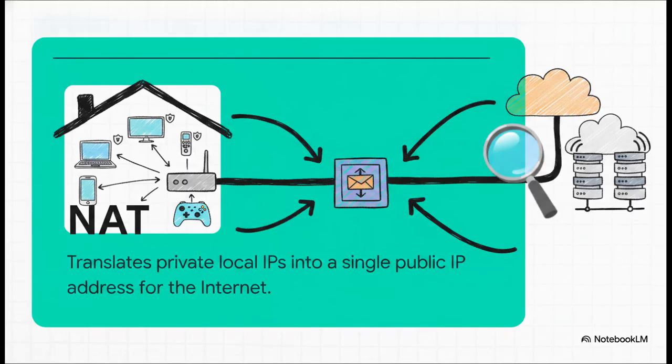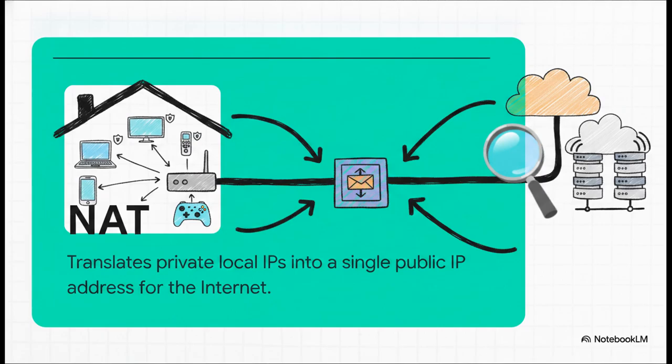But here is where it gets really clever. Job number 4, NAT, or Network Address Translation. You see, your internet service provider usually only gives your entire house one single public IP address. But inside your house, you've probably got a laptop, a smartphone, an Xbox, a smart TV. So NAT acts like a highly sophisticated mailroom.